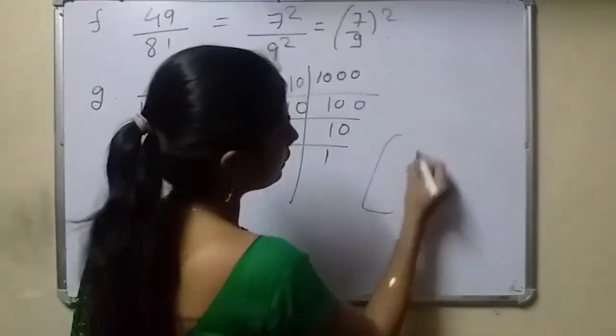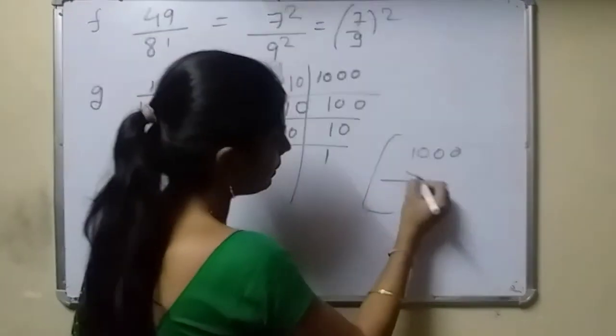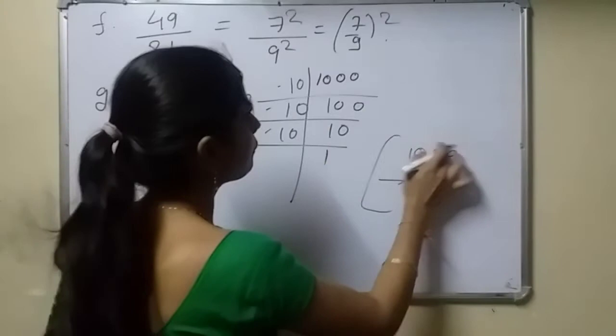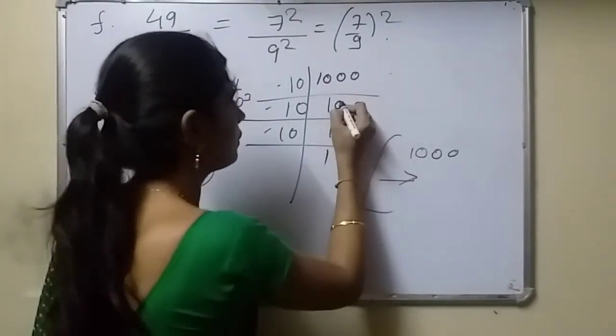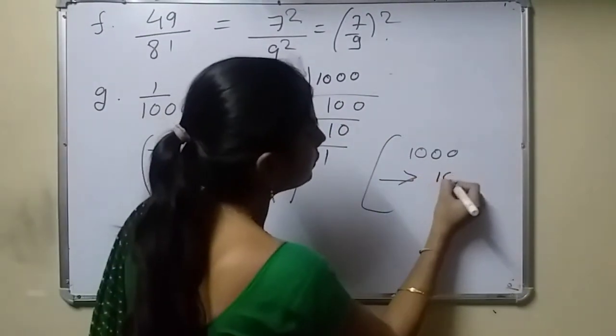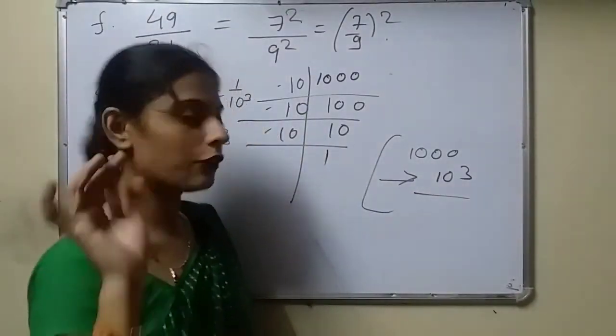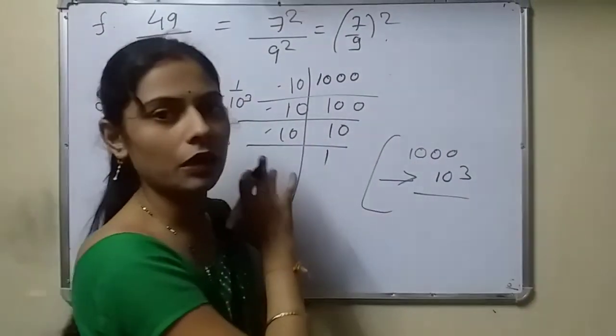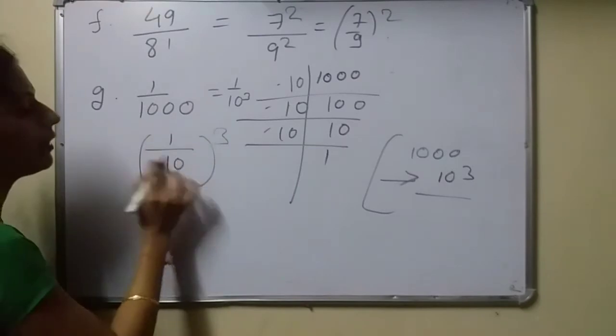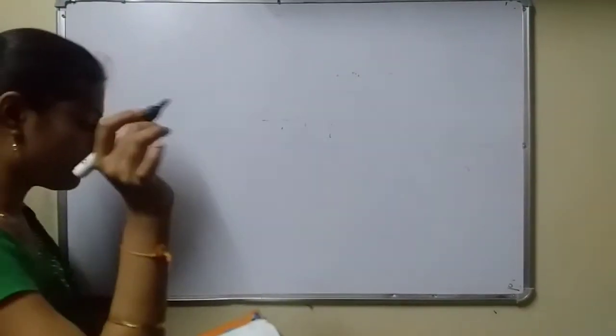See this number 1000. This you have to remember, because questions of this type are very important. It will be 10 cube. You have to remember that 10 cube is equal to 1000. Okay, so your answer is 1 by 10 whole cube. Now see 8. 8 you can solve by yourself.